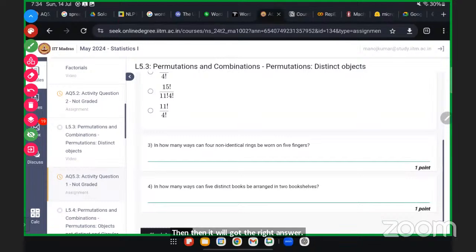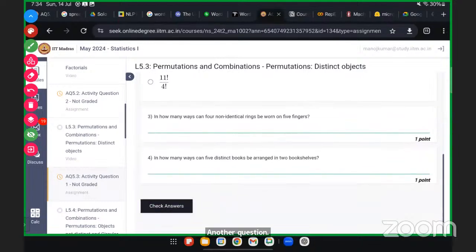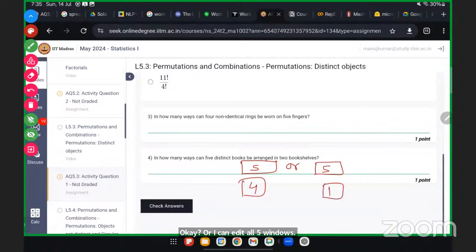Question number 4, sir. In how many ways can 5 distinct books be arranged into 2 bookshelves? I think there is one bookshelf where I can arrange all 5, or I can arrange all 5 in the other, or 4 here and 1 here. So all these possibilities are there.